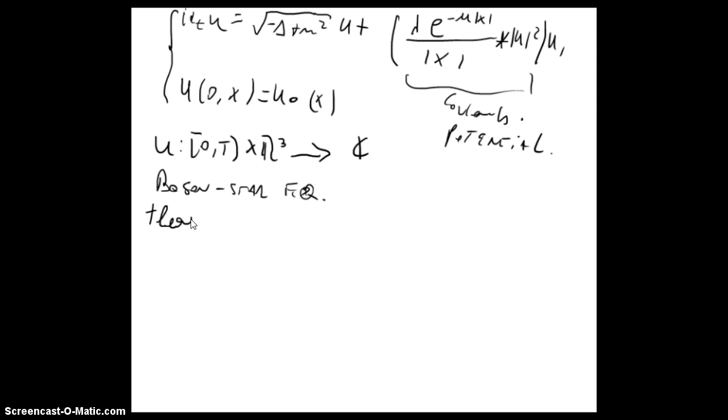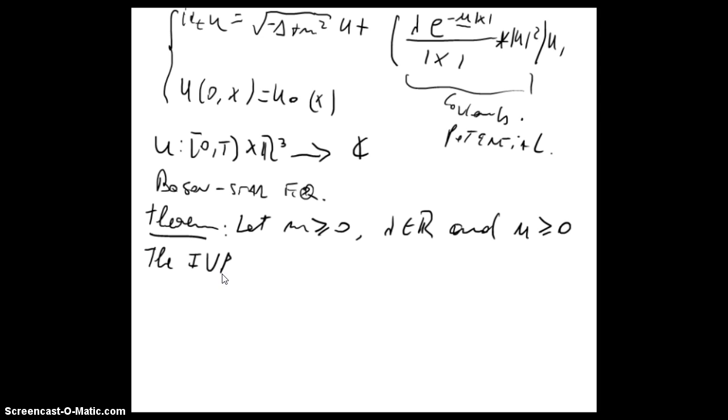One can prove its local existence of solutions. So let m greater than 0, λ in R, and μ greater or equal than 0. Okay, and this is μ. And okay, so the initial value problem is locally well posed.